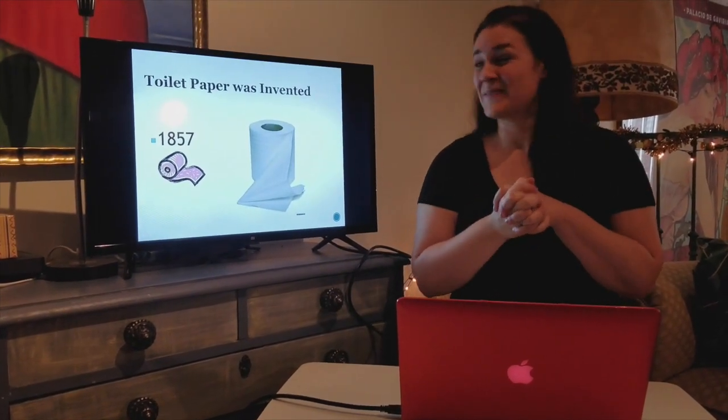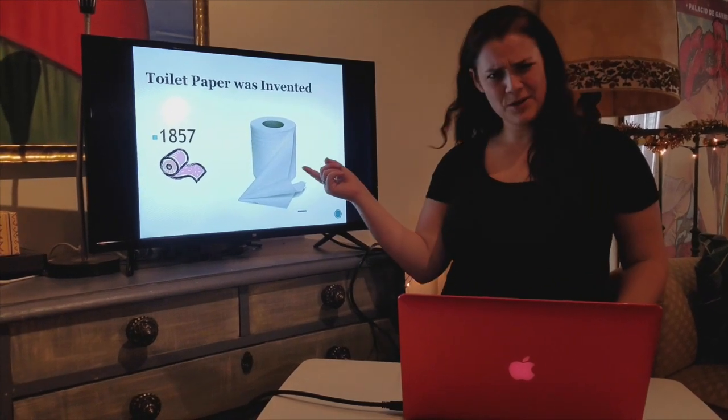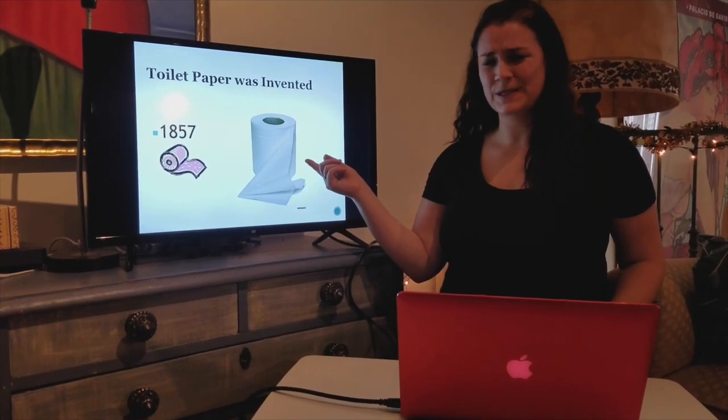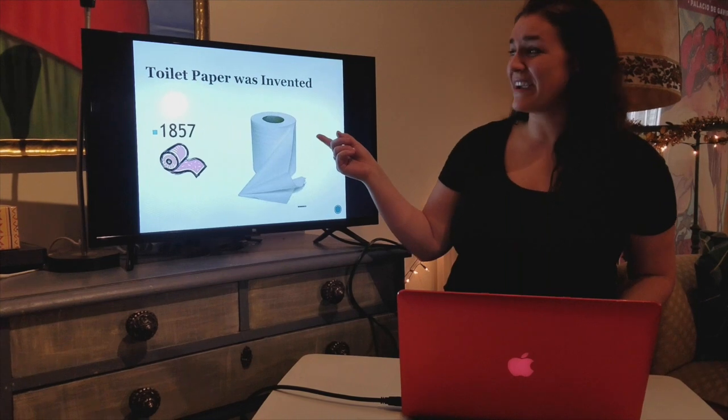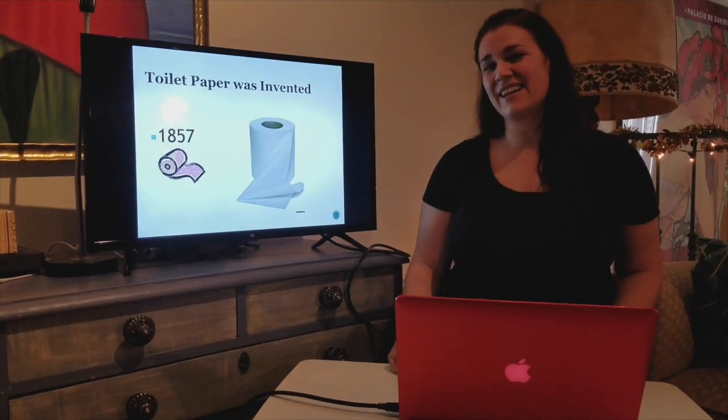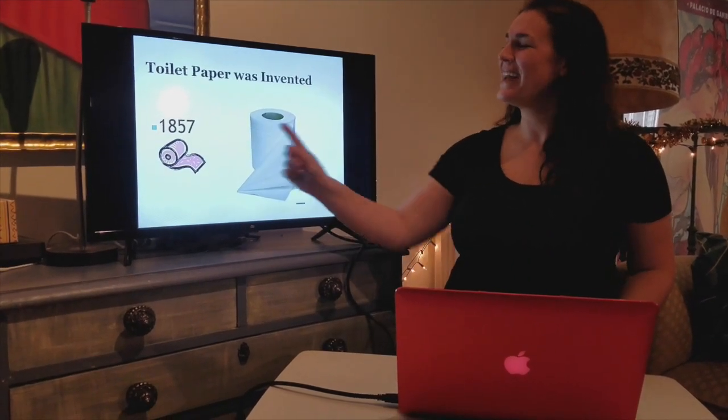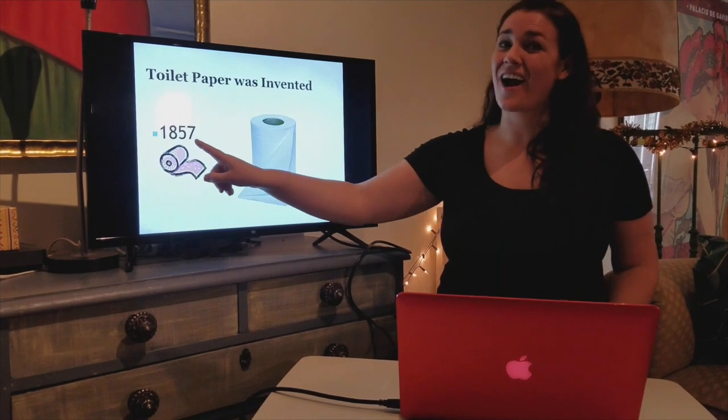This is fun. Toilet paper. Do you use toilet paper? I hope so. It was invented in America in 1857. So the picture of toilet paper you will put with this year on your timeline.